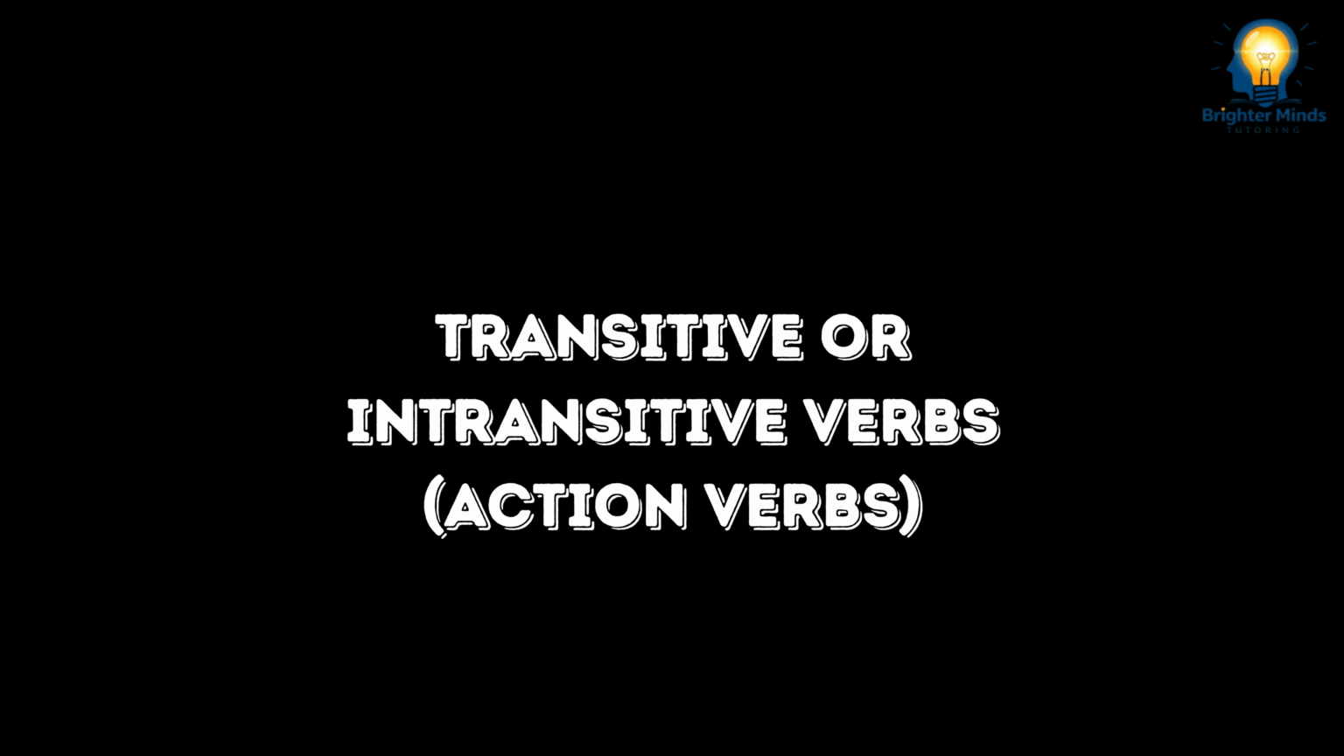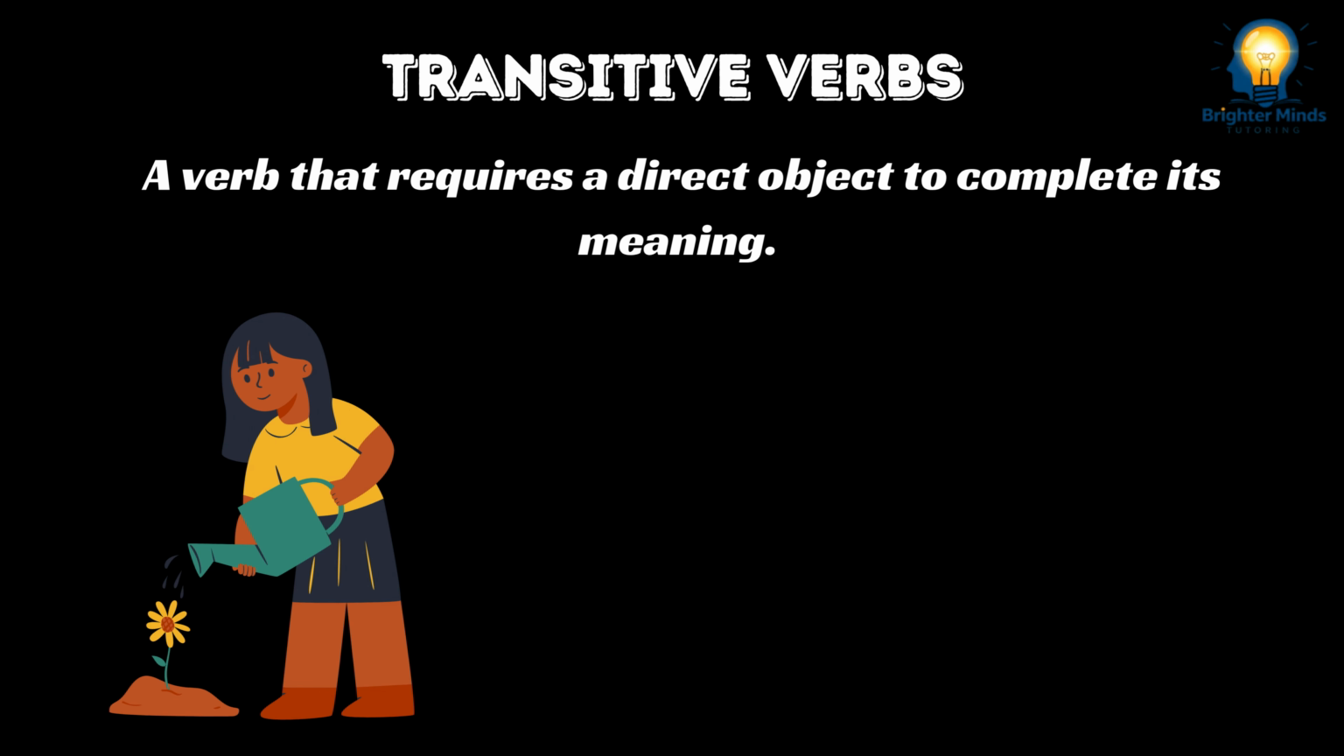Now let's look at a special part of action verbs, transitive and intransitive verbs. A transitive verb is a verb that needs an object, someone or something that receives the action. You can usually find the object by asking what or whom after the verb.